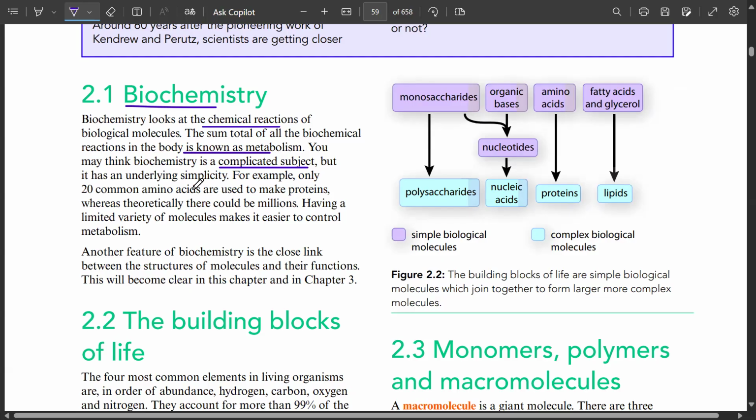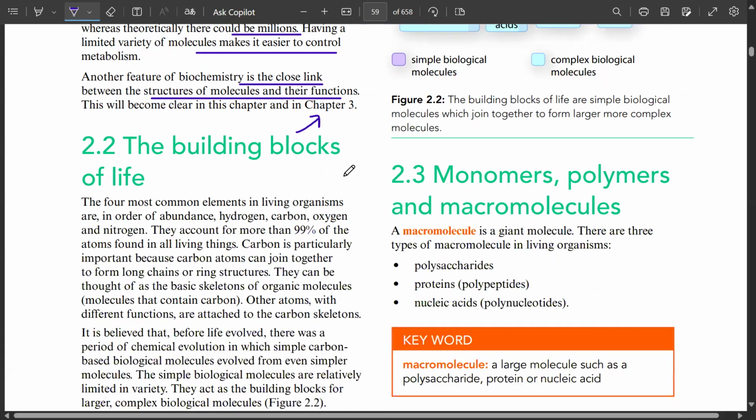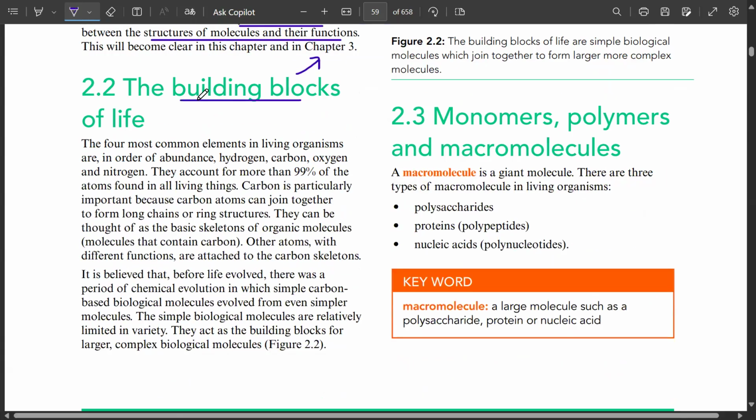So that is why this whole section comes under the subdomain of biochemistry, but it has an underlying simplicity as well. For example, only 20 common amino acids are used to make proteins, whereas theoretically, they could be millions. Having a limited variety of molecules makes it easier to control metabolism as well. And another feature of biochemistry is the close link between the structures of molecules and their function, which we are also going to study in your chapter 3, enzymes. So, are you clear what is biochemistry? Yeah.